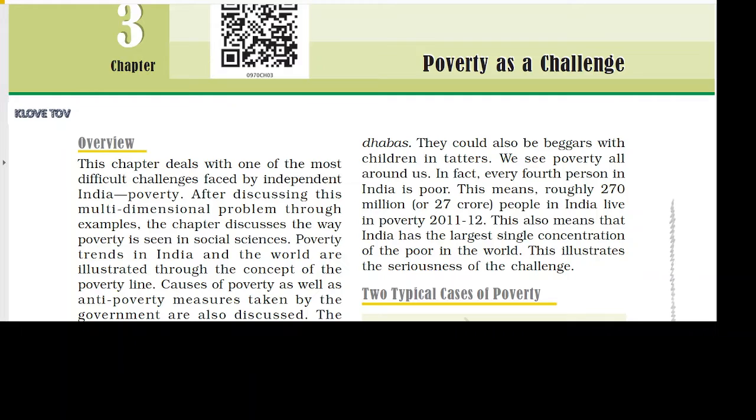3. Poverty as a challenge. Overview. This chapter deals with one of the most difficult challenges faced by independent India, poverty.